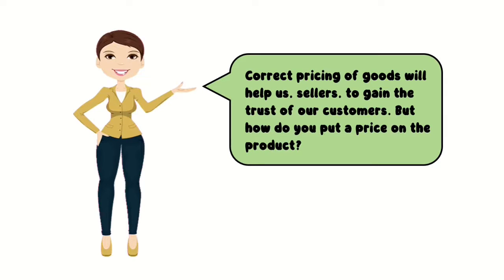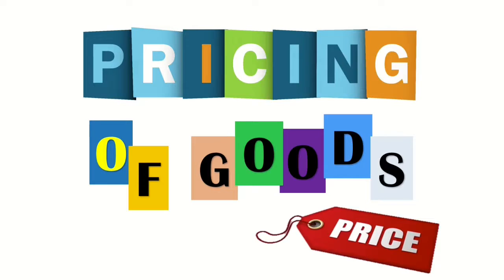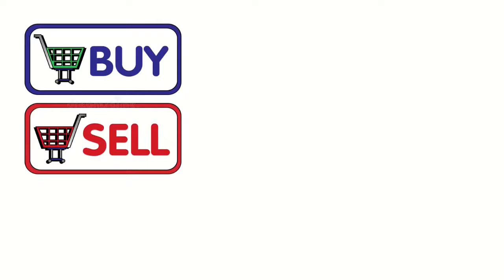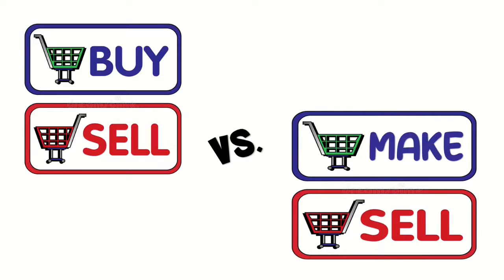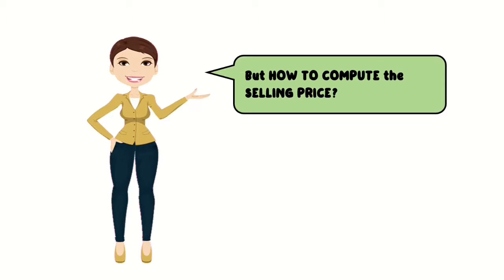But how do you put the right and accurate price of the product? That is the topic that we will have today, which is all about pricing of goods. In selling, we have two ways a seller can sell products. We have buy and sell and make and sell. Buy and sell is where the seller buys products from a seller or supplier at a cheaper price and sells them again at a higher price to earn profit. Make and sell is where the seller makes or produces products on his or her own and sells them to the buyers. Before we discuss pricing of goods, let us unlock some words that you may encounter during the lesson.